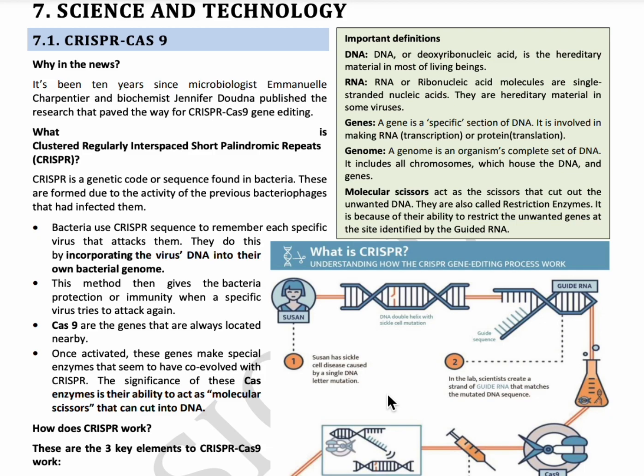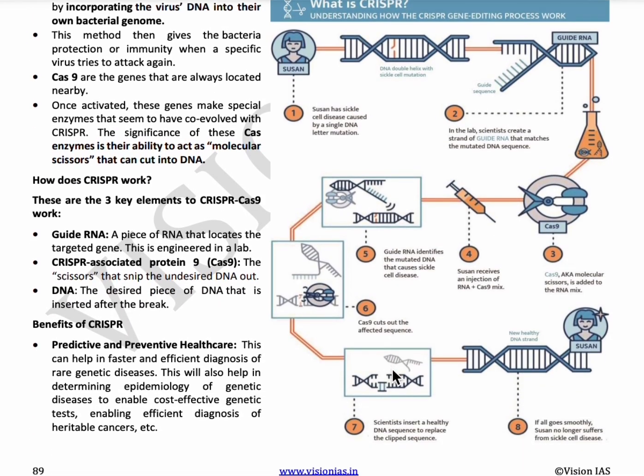So molecular scissors is also called as restriction enzymes. So they cut the unwanted DNA. So the CRISPR-Cas9 method is used for the treatment of cancer, HIV, and Parkinson's, genetic manipulation, etc.